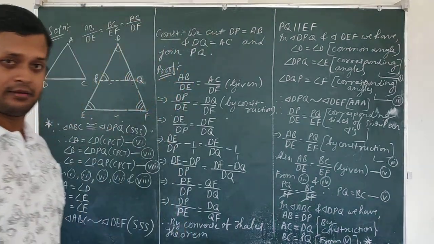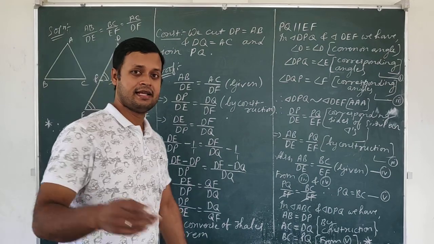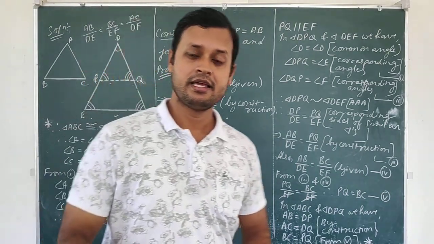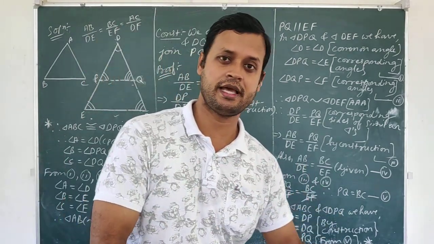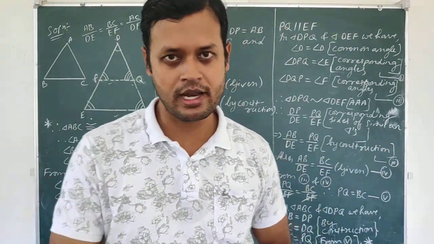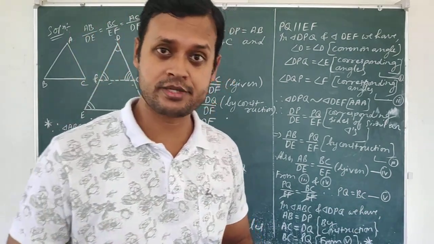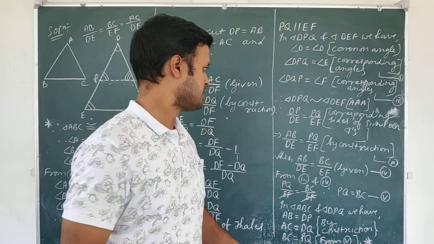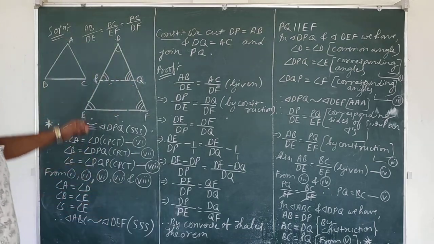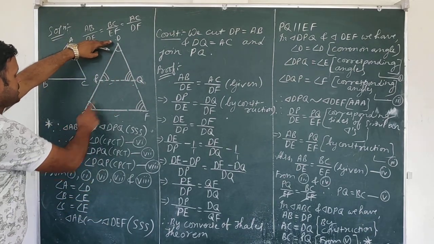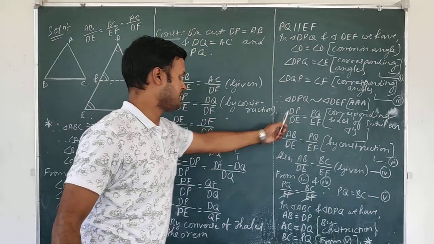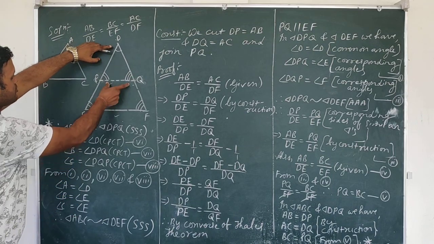If these two triangles are similar, then the ratio of the sides will be automatically equal. We got in theorem 6.3 that if all the corresponding angles of two triangles are equal, then the ratio of their corresponding sides will also be equal. Do you remember? So if we already got that the two triangles are similar, now we can easily write that DP by DE is equal to PQ by EF. You can write, no?